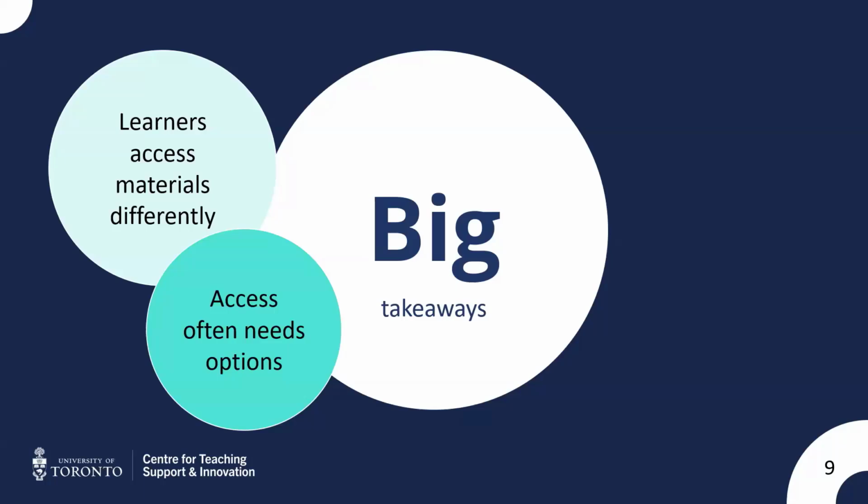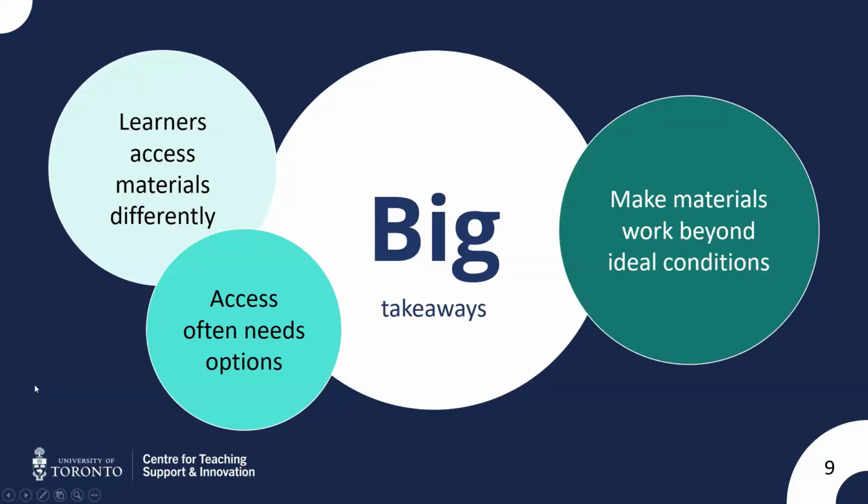Second, access often needs options. So a single pathway does not always work for everyone. And sometimes small design choices like providing a direct link alongside embedded media or sharing an editable version of a document or adding another visual cue beyond color can make materials more flexible and accessible. And finally, make materials work beyond ideal conditions. So as instructors, we often design materials based on how we expect students to encounter them, but learning rarely happens under perfect or predictable conditions.